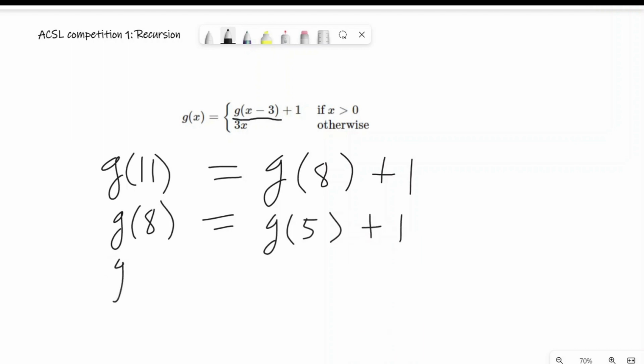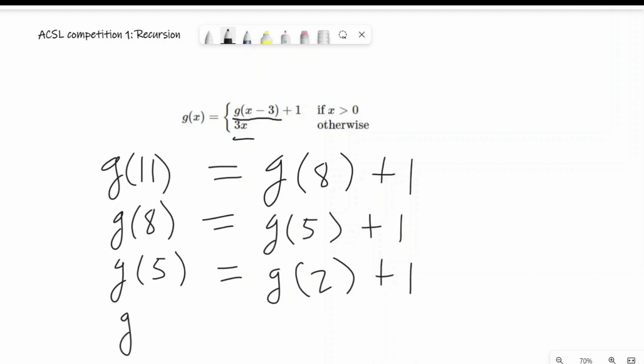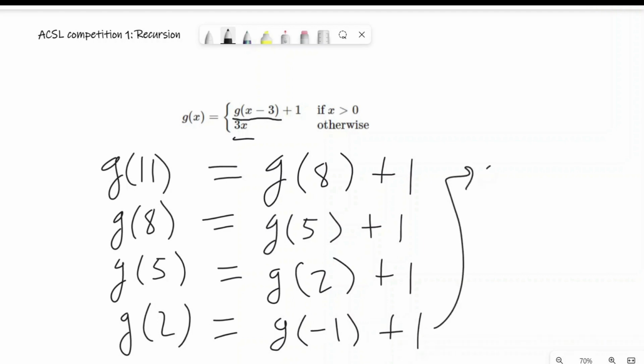Then we have to find g of 5, and we keep going until we reach the base case. So g of 2 plus 1. And then g of 2 equals g of negative 1 plus 1. And then if we go up here, we reach the base case. G of negative 1 is no longer greater than 0, and so this equals negative 3, since negative 1 times 3 is negative 3.